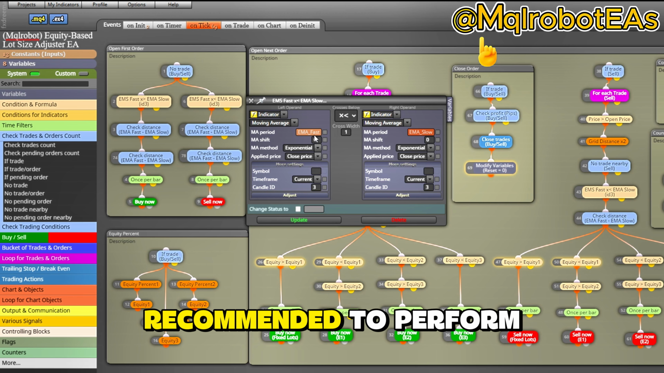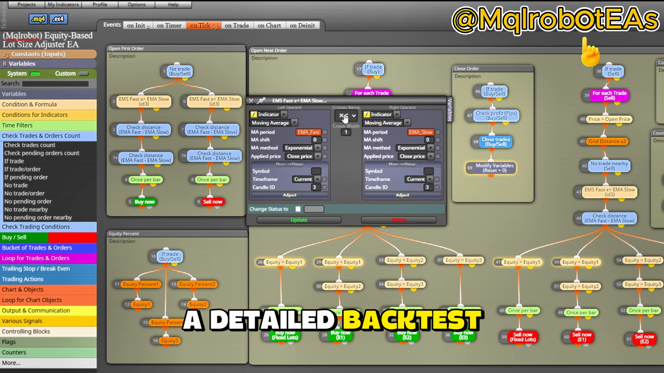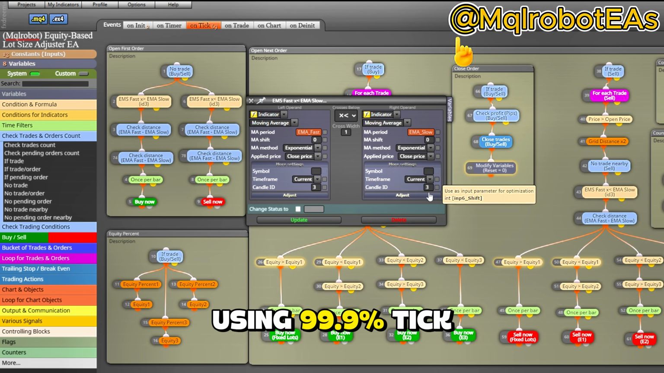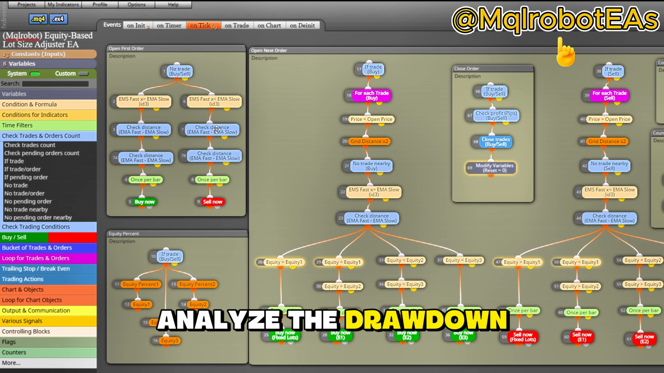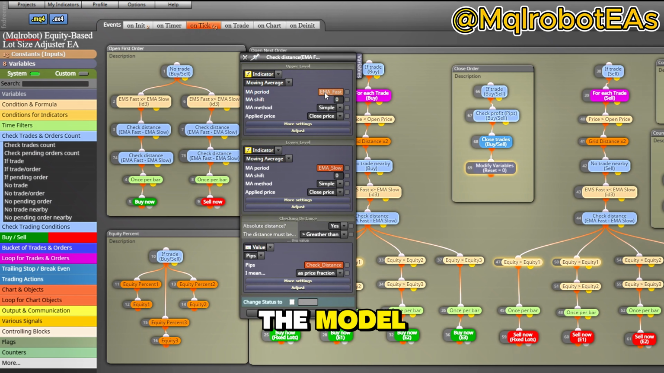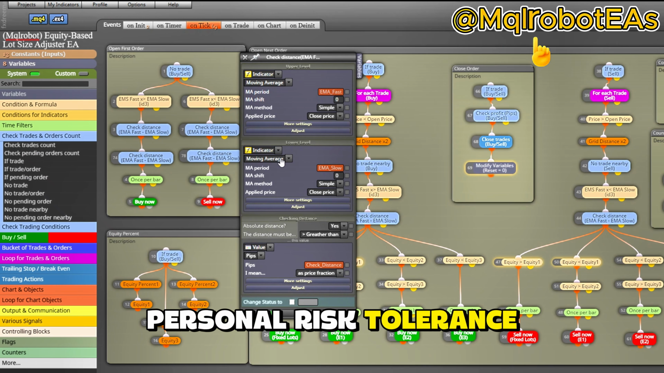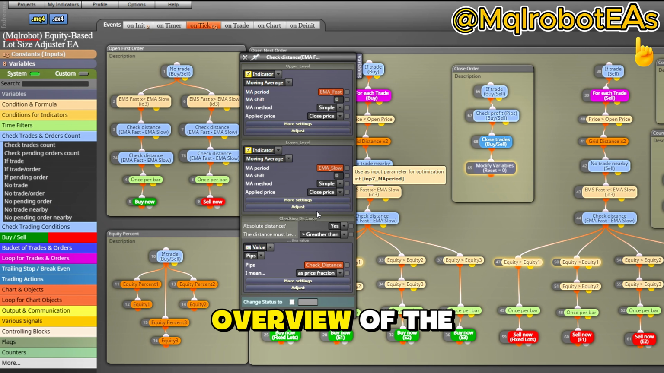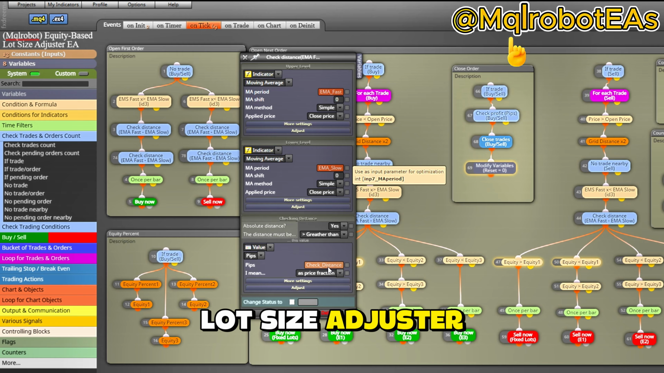It is strongly recommended to perform a detailed backtest using 99.9% tick data, analyze the drawdown curve, and confirm that the model aligns with your personal risk tolerance. This completes the overview of the Equity-Based Lot Size Adjuster EA.